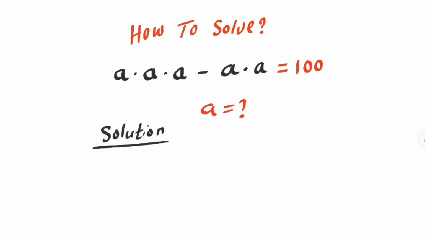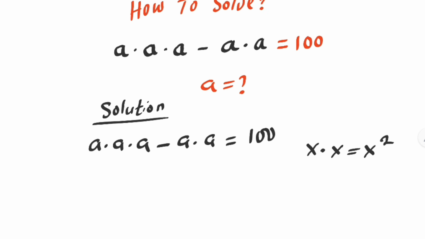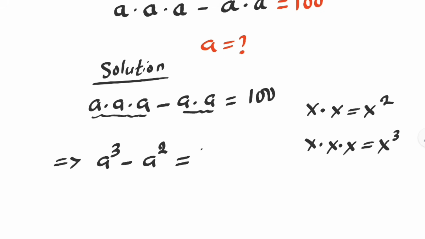Here we have the given equation: a multiplied by a multiplied by a minus a multiplied by a is equal to 100. Then if you have s multiplied by x, this is equal to s squared. Then if you have s multiplied by x multiplied by x, this is equal to s raised to power 3. Then this can be written as a multiplied by a multiplied by a. We have a raised to power 3 minus a multiplied by a squared is equal to 100.